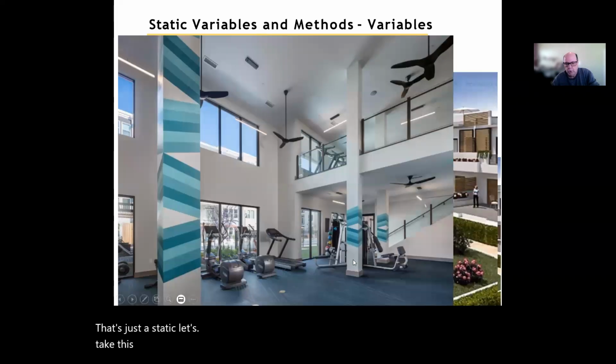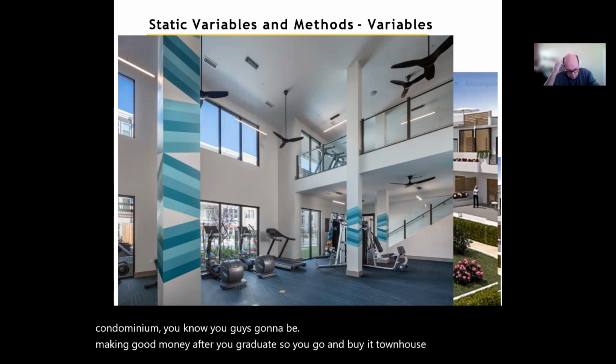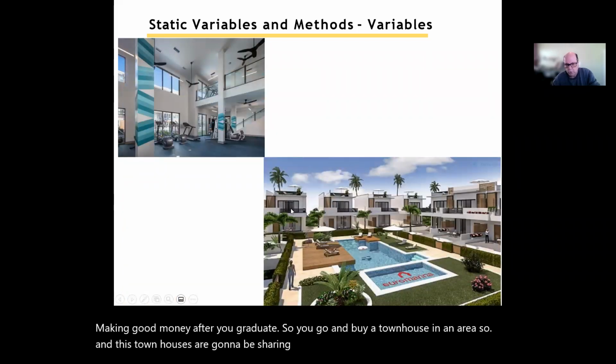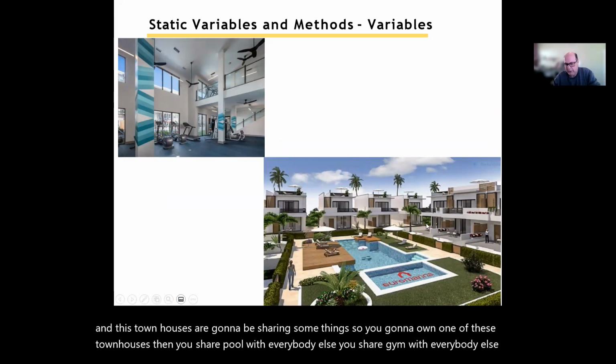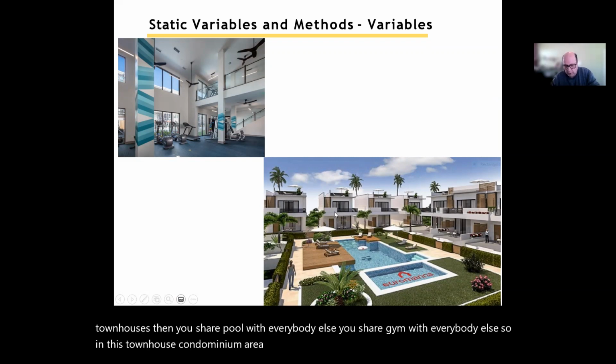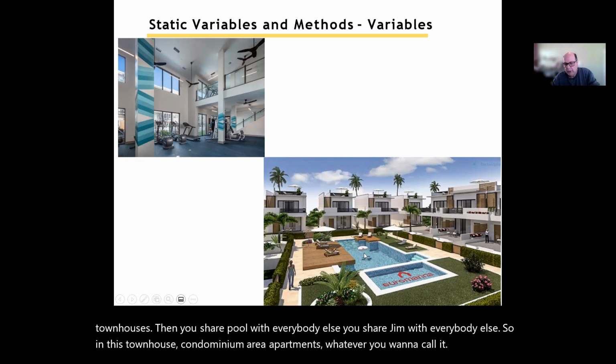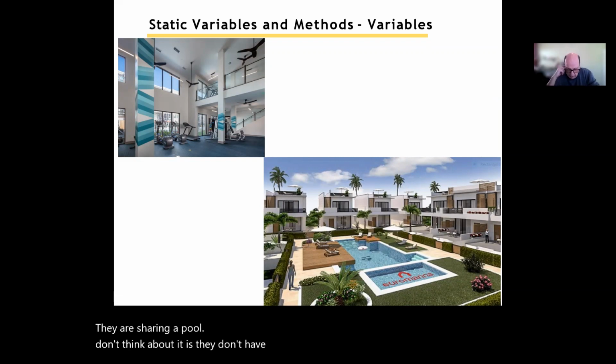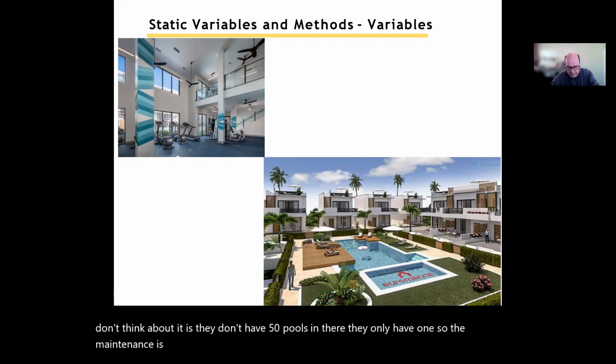Let's take this one and look at it from a different point of view. I'm looking at a townhouse, condominium. You guys are going to be making good money after you graduate, so you go and buy a townhouse in an area. And these townhouses are going to be sharing some things. You're going to own one of these townhouses, then you share the pool with everybody else, you share the gym with everybody else. So in this townhouse, condominium area, apartments, whatever you want to call it, they are sharing a pool. The good thing about it is they don't have 50 pools in there. They only have one. So the maintenance is easy, and they can clean it, they can maintain it.